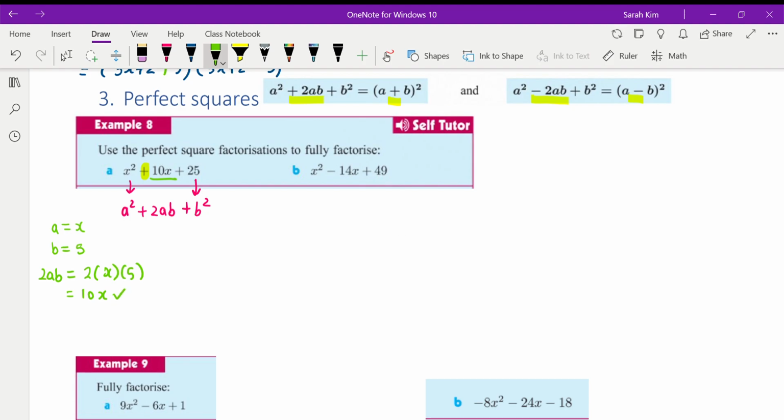This one used the plus pattern, so that is my final answer. So I'll write my final answer in a different color. My final answer is going to be (a plus b) bracket squared. So (a plus b) squared, that is my final answer.